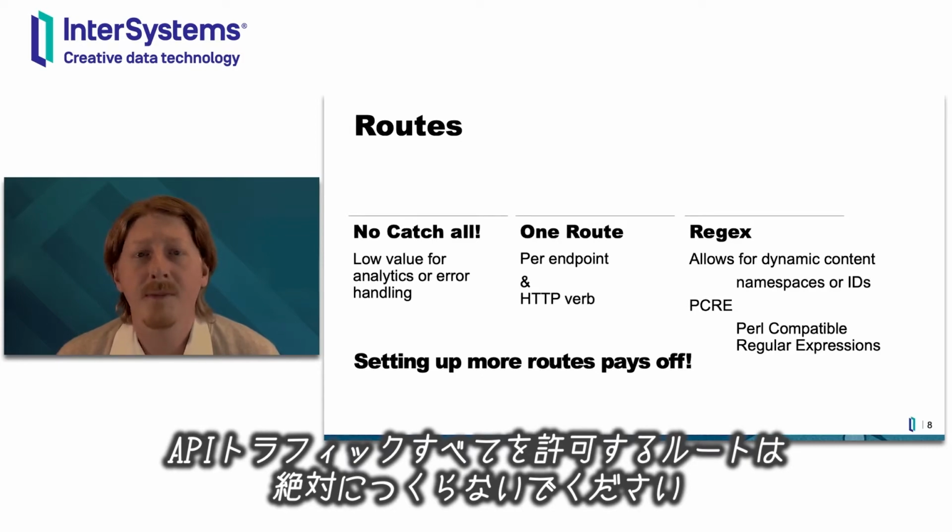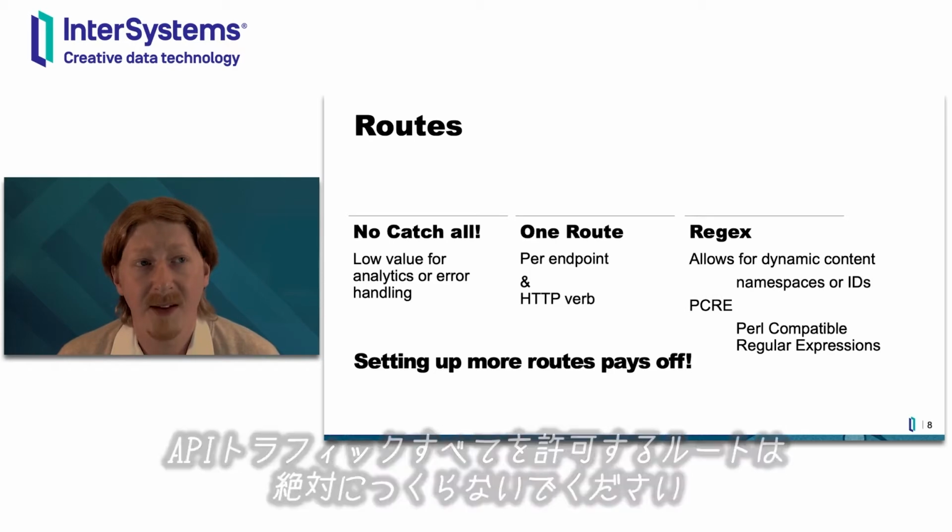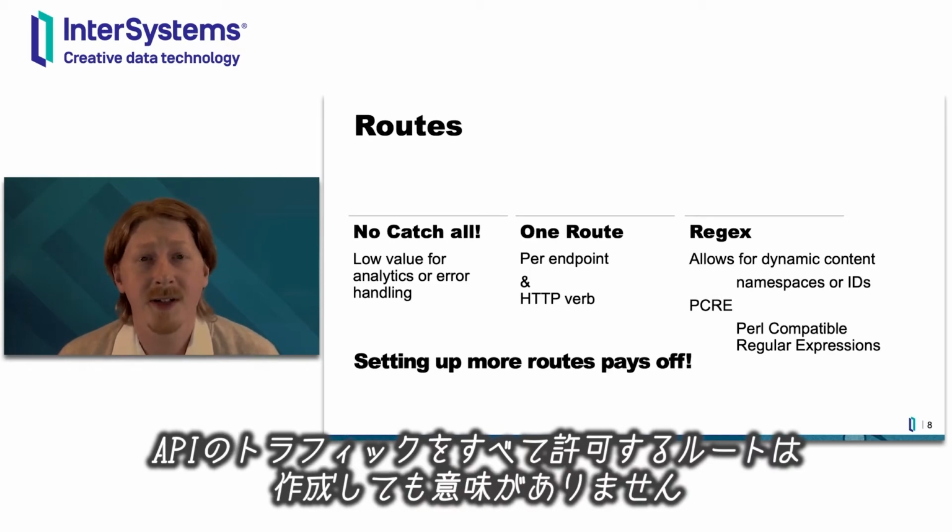Never ever build a route that is a catch-all for all of your API traffic. Never build a route which is just capturing, let's say, /API, or even, let's say, /API/v1 for your first version of your API.